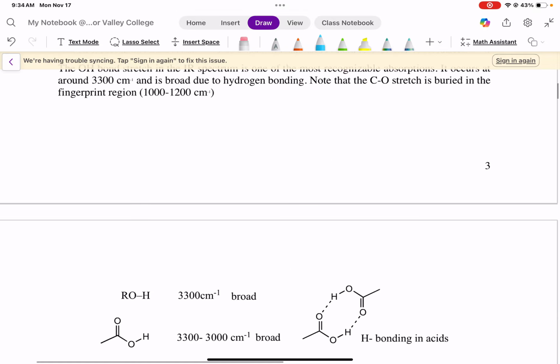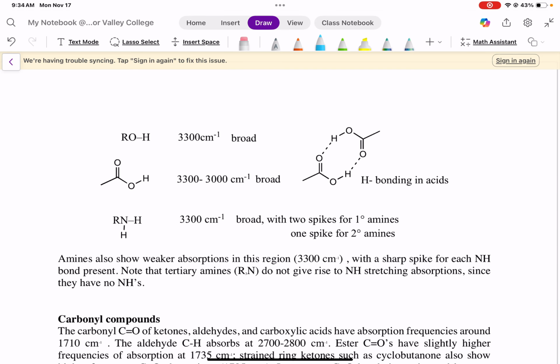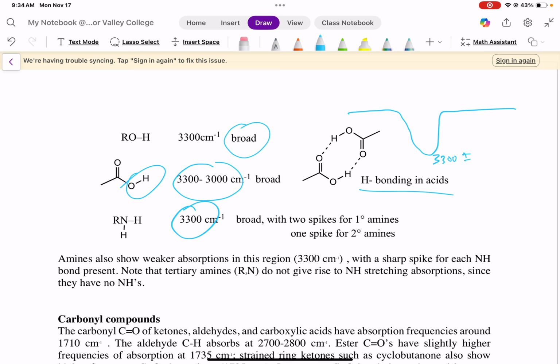Okay, and we've got alcohol, a very broad signal like that, around 3,300 plus or minus. That's because of the hydrogen bonding. Carboxylic acid is the same way for the OH. Now, for amine, like primary amine, this is NH2, secondary amine is NH. So you're going to see 2 spikes for the primary, and then you're going to see 1 spike for the secondary because there's only 1 hydrogen. Okay. Pretty much that's it.